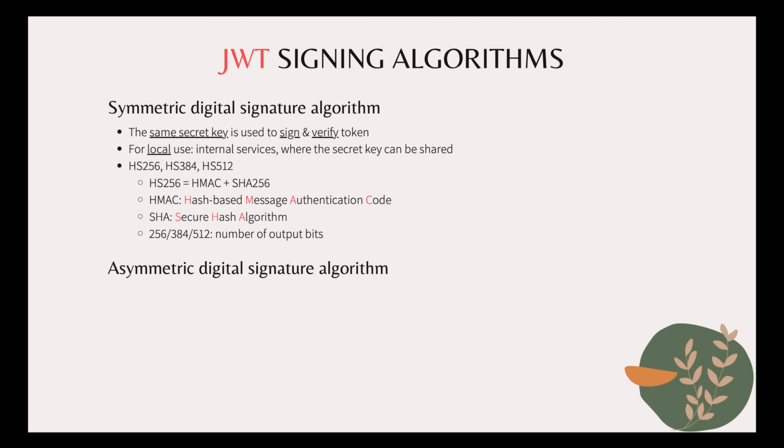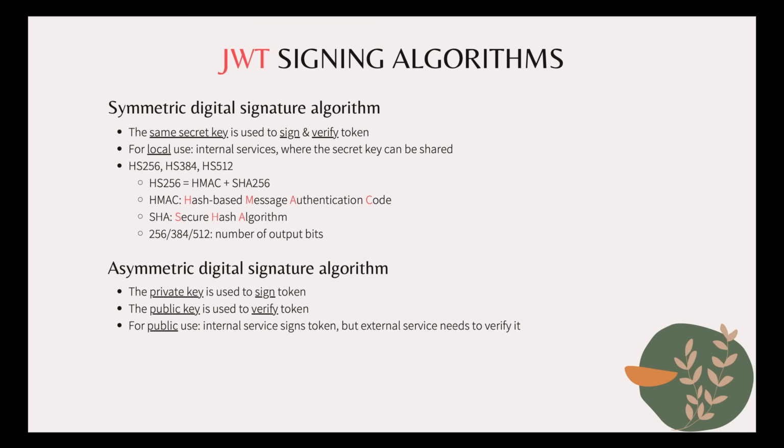In this type of algorithm, there's a pair of keys instead of just one single secret key. The private key is used to sign the token, while the public key is used only to verify it. Therefore, we can easily share our public key with any external third-party services without worrying about leaking our private key.